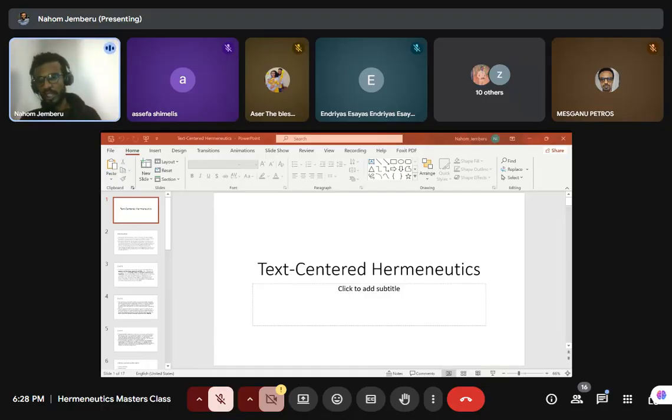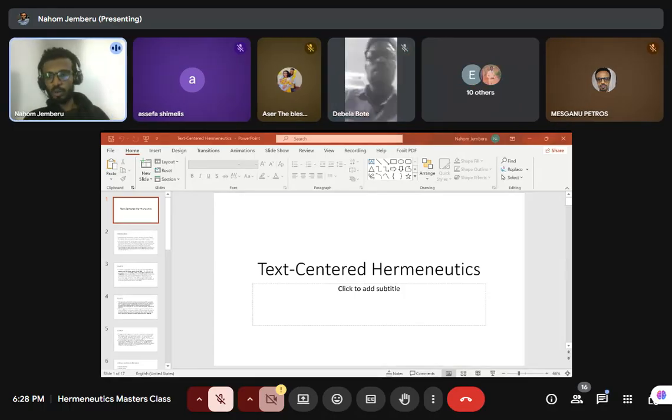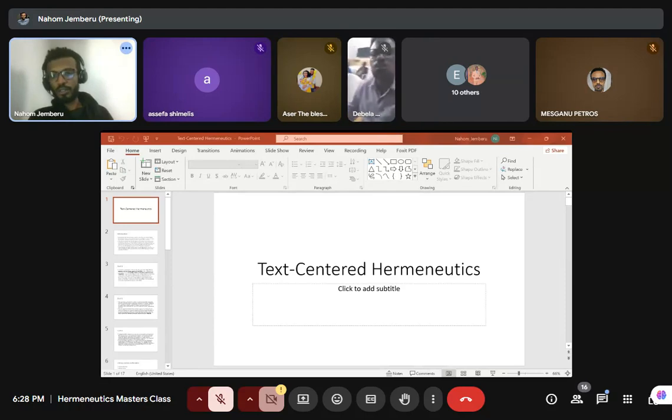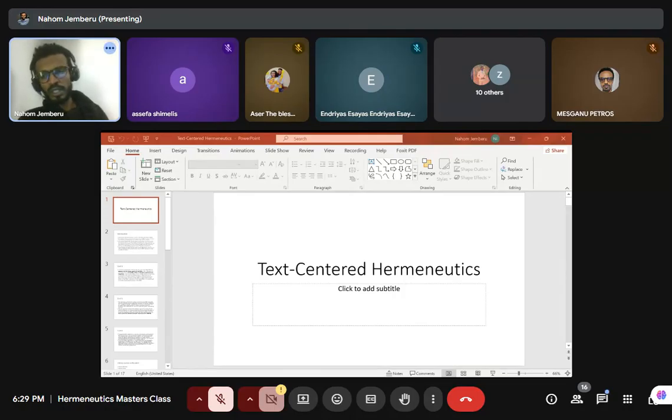As we talked about last week, there are three major approaches to hermeneutics in general. The first one, which we discussed last week, is the author-centered approach, which emphasizes the role of the author in order to understand the text better, in order to reach the meaning. So what's desired in the author-centered approach is the authorial meaning, that is, what the author intended.